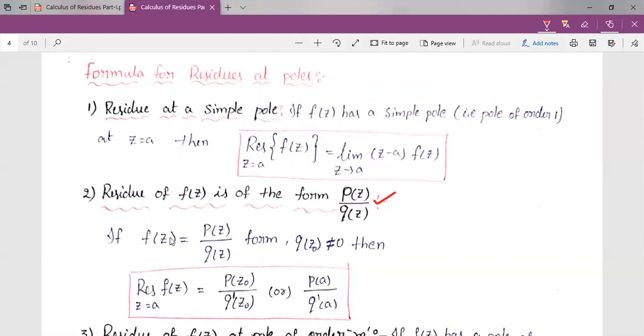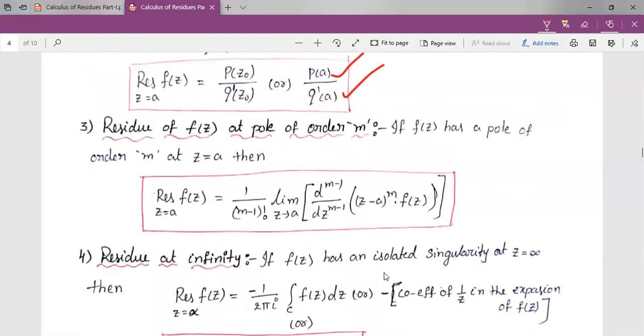This is also another form for finding the residue at a simple pole. If f(z) is of the form p(z)/q(z), then we can find the residue at a simple pole by using Res f(z) at z = a equals p(a)/q'(a).